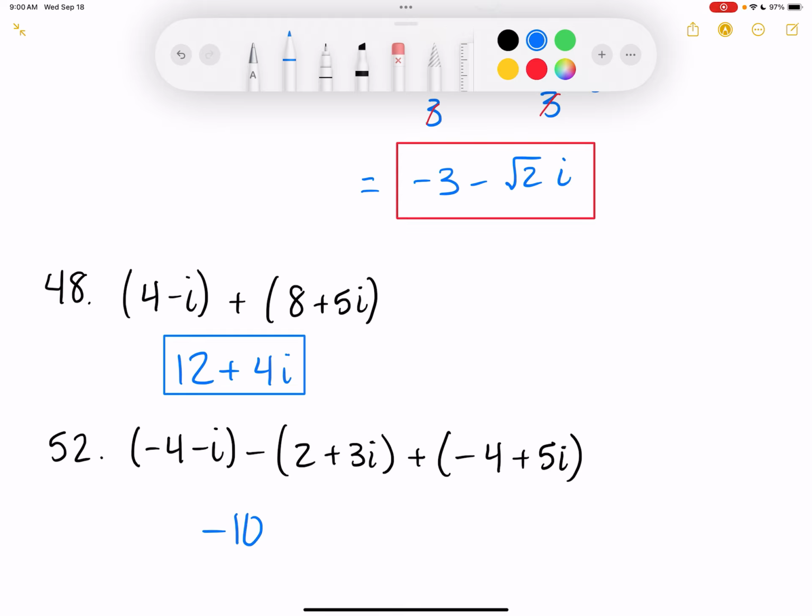Negative i minus 3i is negative 4i, plus 5i is i. So you get negative 10 plus i.